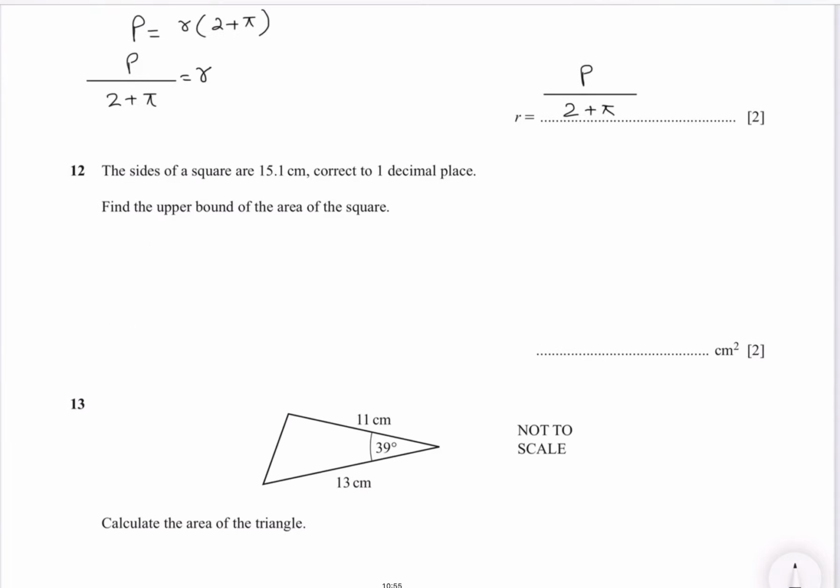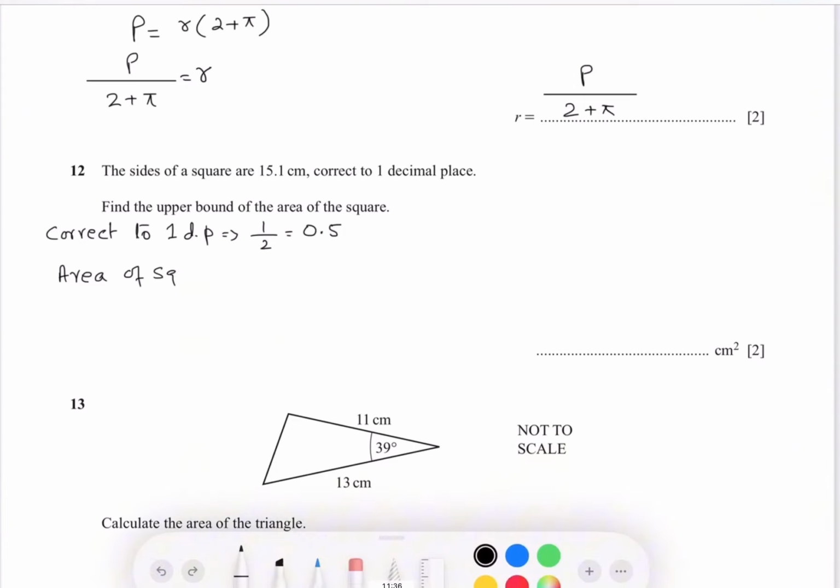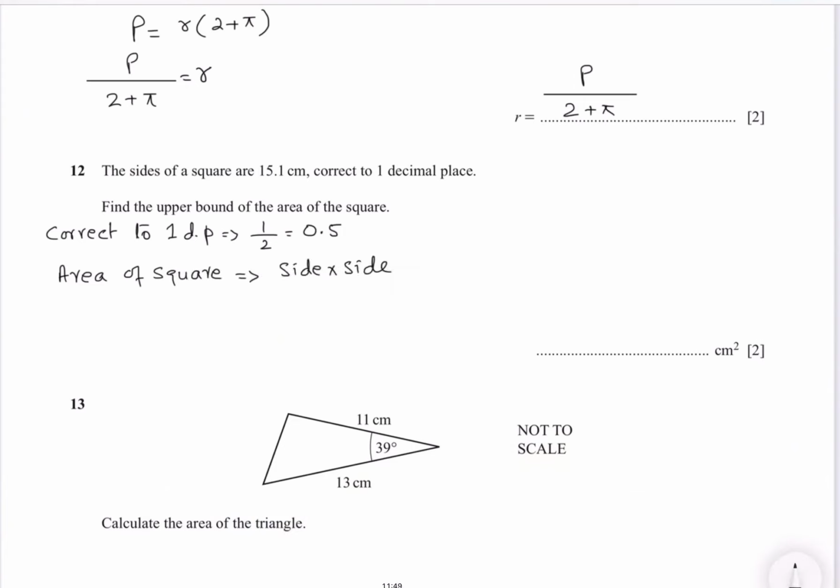The sides of the square are 15.1 centimeter, correct to 1 dp. Find the upper bound of the area of the square. So correct to 1 dp is 1 over 2 means 0.5. You have to plus or minus. So for upper bound, the area of a square is side into side. So you add 0.5 to 15.1. So it becomes 15.5 into 15.5. So 240.25 is your final answer.